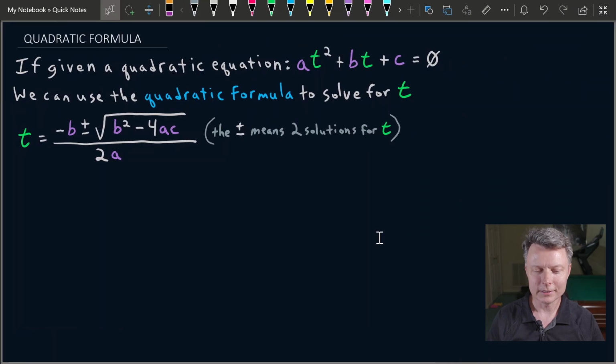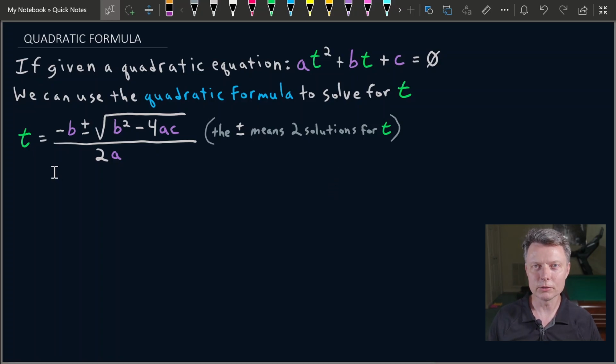Okay, so let's take a look at the quadratic formula. And this is the last whiteboard, I promise. So if we've been given a quadratic equation, like this one here, at squared plus bt plus c equals 0, you can use the quadratic formula to solve for t.